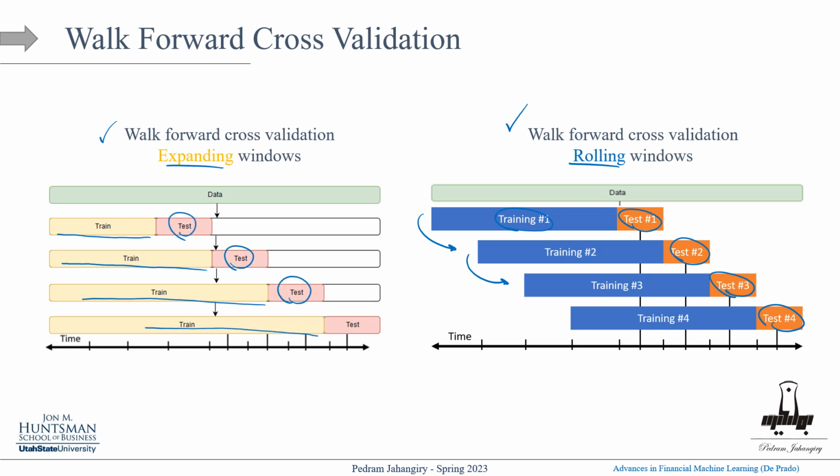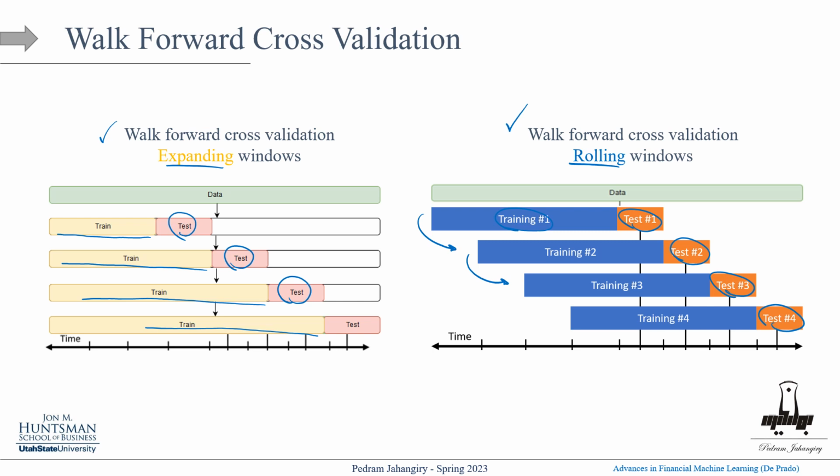So this method is used when you have limited time series available, right? So if you have a small data set, and there is no structural change in the time series, you can apply walk forward. But regardless of whether you use rolling or expanding, there are some advantages and disadvantages for this cross-validation technique. So let's talk about the advantages.